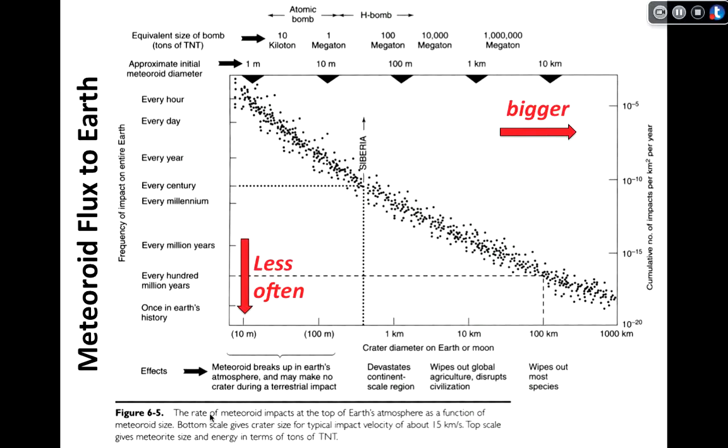All right, so this is a more quantitative way of saying that big meteorite impacts don't happen very often. Going to the right, we have bigger and bigger impacts. Along the bottom, we have the crater diameter, up to 100 or even 1,000 kilometers, which would be a very, very big crater indeed. Along the top of the graph, we have the approximate energy of impact in terms of nuclear weapons.